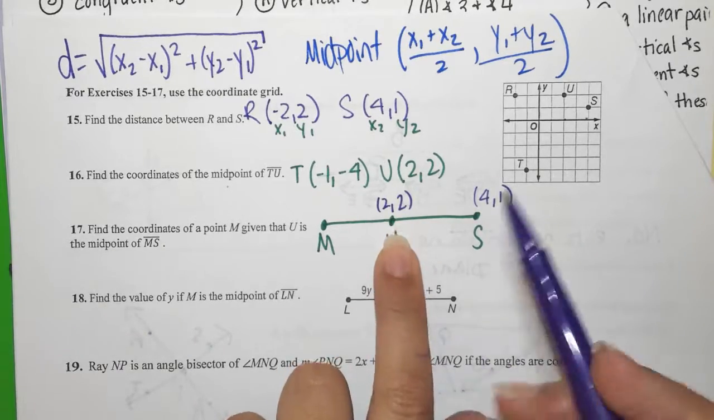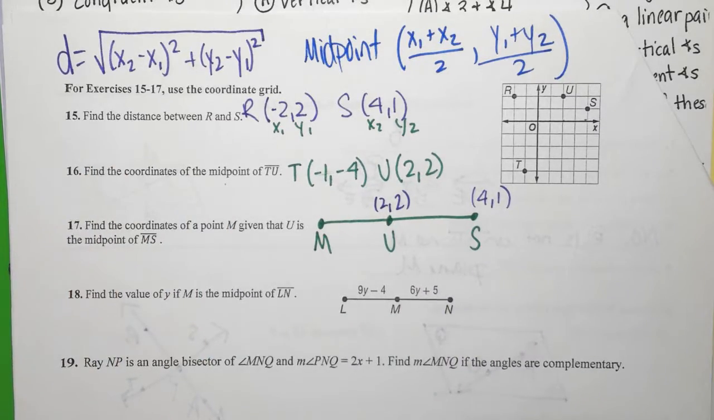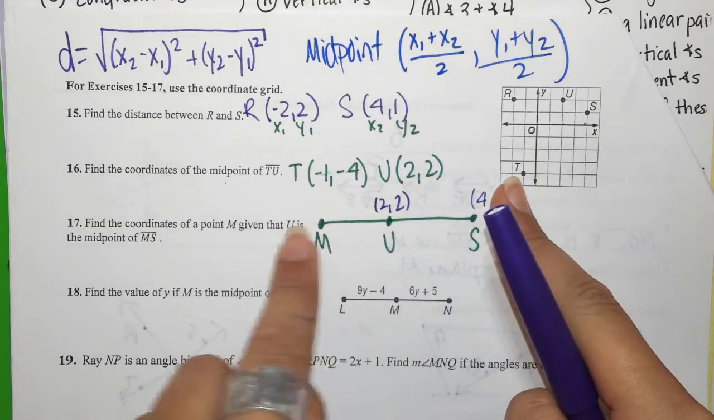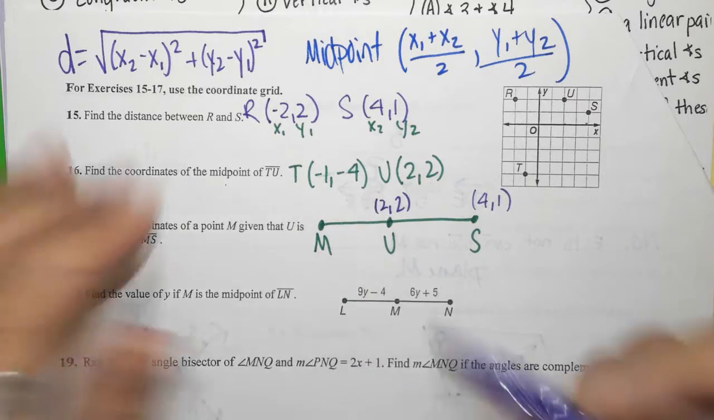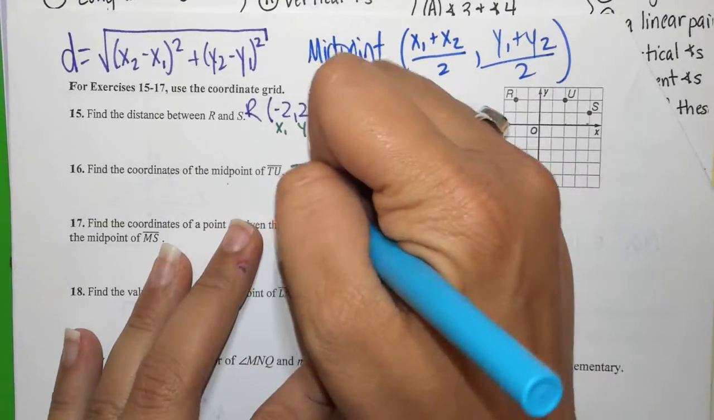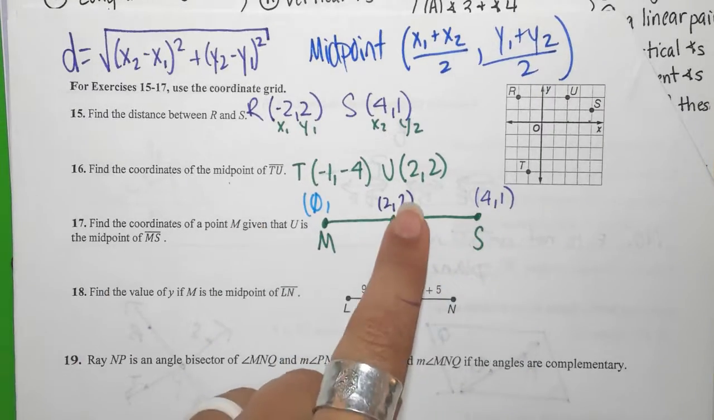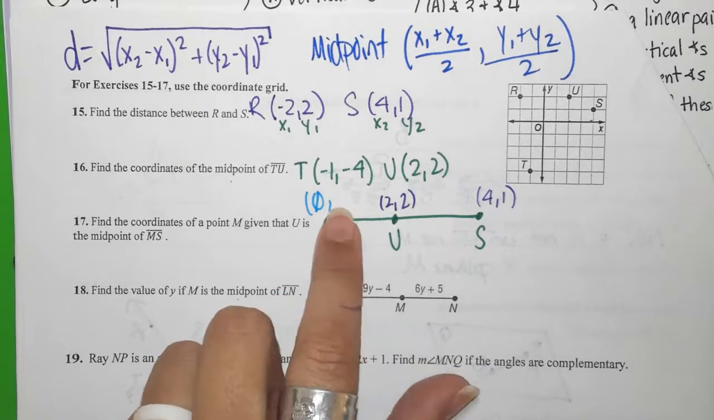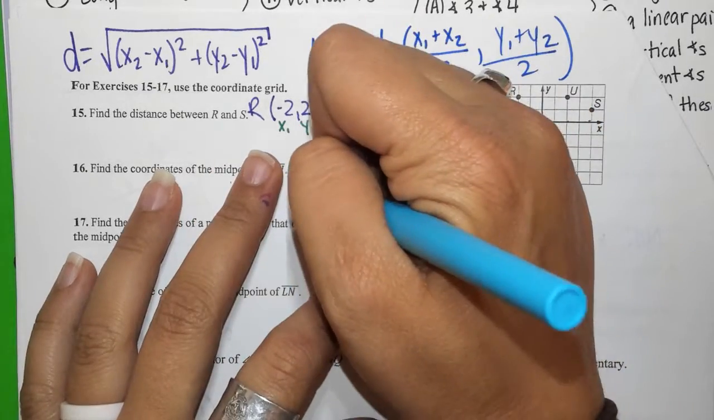Yes. Okay. So how far do we travel on the x-axis from U to S? 2 units. So how far would we have to travel on the x-axis to get to M? 2. And would we have to go to the left or to the right? To the left. So what's 2 minus 2? 0. Now let's look at our y-axis. How far do we go from 2 to 1? 1. So we go down 1, so what would we have to do on the other side? Up 1. So 2 plus 1 is?